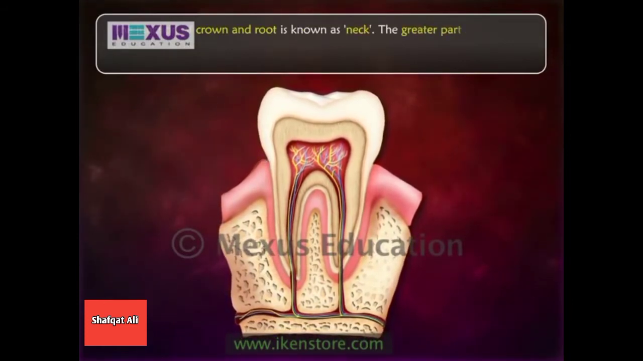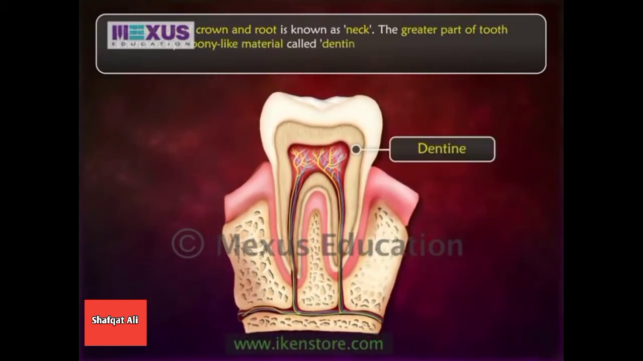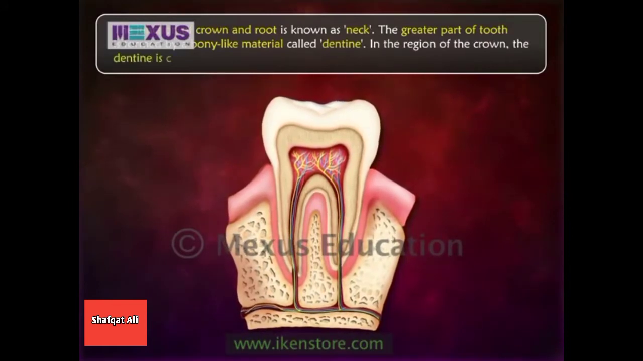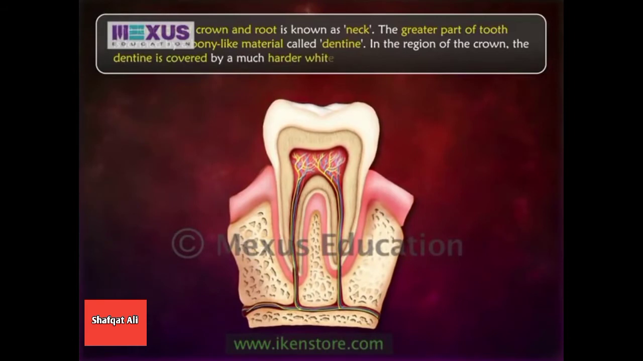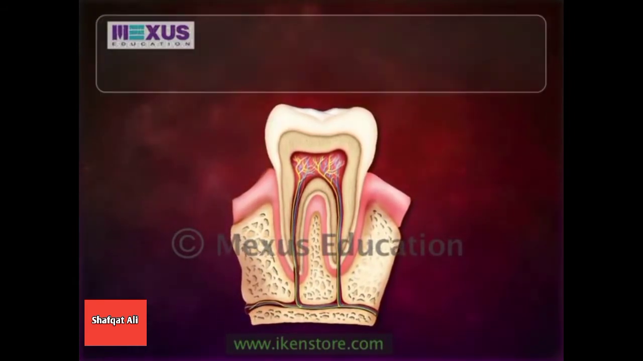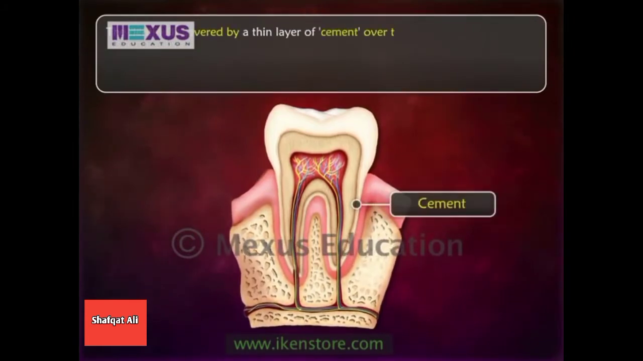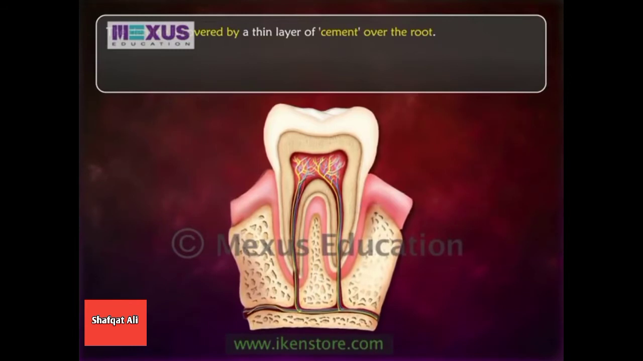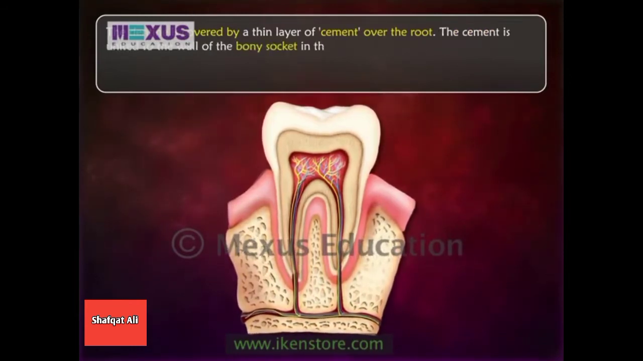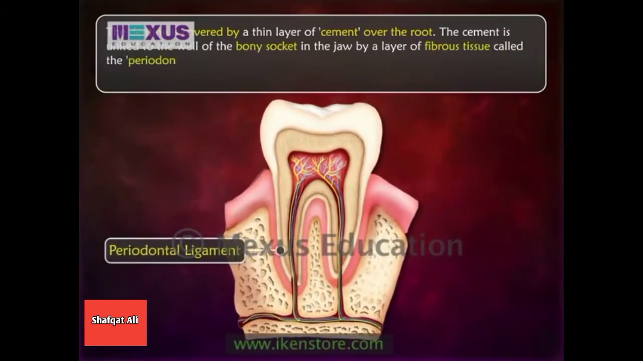The greater part of tooth is formed by a bony-like material called dentin. In the region of the crown, the dentin is covered by a much harder white material known as enamel. The dentin is also covered by a thin layer of cement over the root. The cement is united to the wall of the bony socket in the jaw by a layer of fibrous tissue called the periodontal ligament.